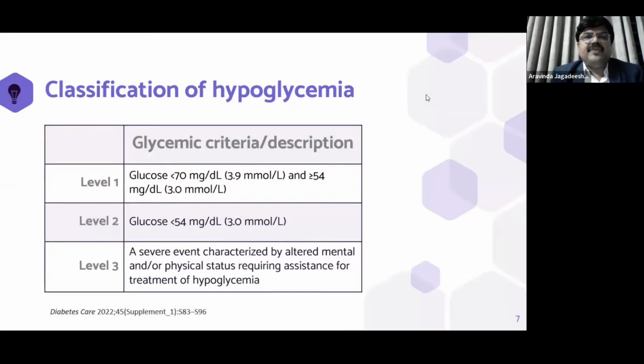If you take the classification of hypoglycemia, there are three levels: level 1, 2, and 3. Level 1 is glucose less than 70 and more than 54 milligram per deciliter. Level 2 is glucose less than 54 milligram per deciliter. Level 3 is a severe event characterized by altered mental and or physical status requiring assistance for treatment of hypoglycemia. So these are the three levels of hypoglycemia we should remember.